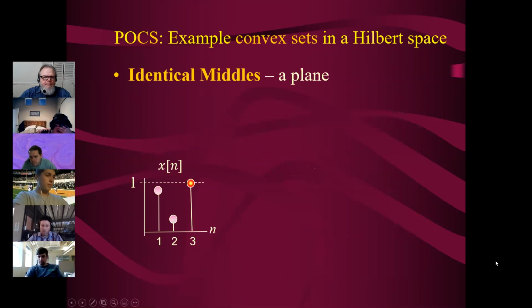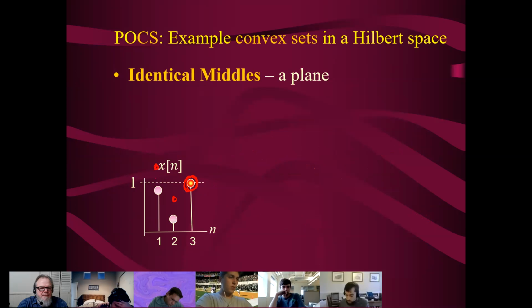Let's look at another example, identical middles. Here what we're going to do is we're going to require that one of the samples always be 1. We're going to require that this sample be 1. And say we had another signal and say this signal was this, and 1. So all of the signals in the convex set must be equal to 1 at the third entry. Does that make sense?